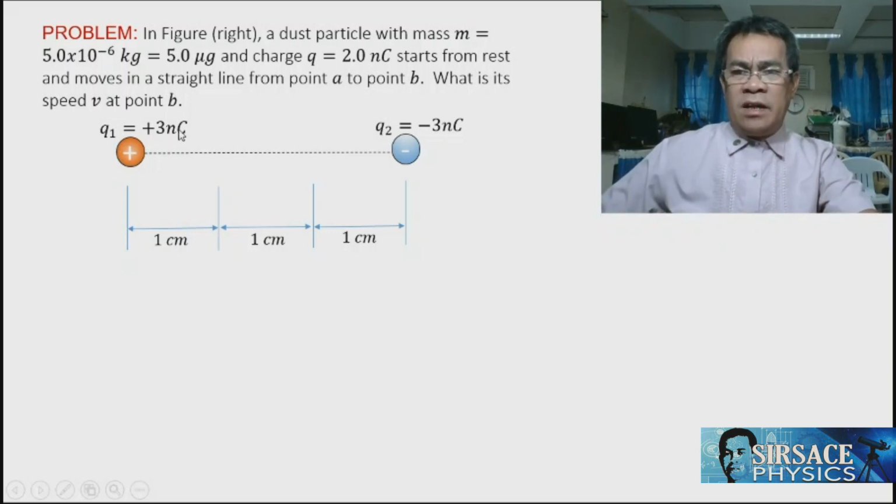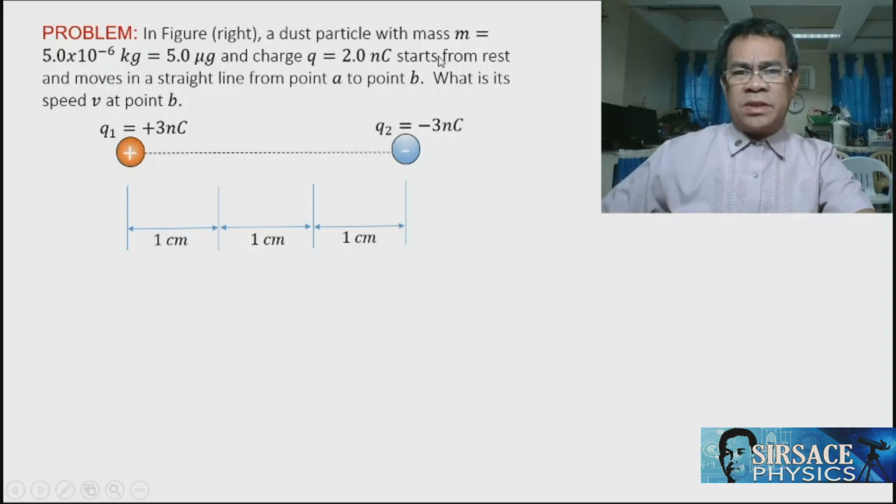3 nanocoulomb and this is negative 3 nanocoulomb. Now the problem is that the mass is 5 times 10 raised to, by the way, change this to 9, negative 9 kilogram. Forget this one.